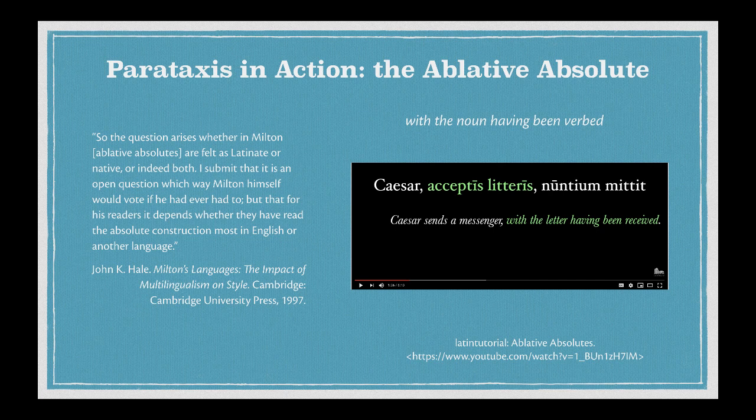Here's a little screenshot from a YouTube video. If you're ever stuck in a corner and you're on a desert island and the only way you can get off is by learning a little bit of Latin, this Latin tutorial on YouTube is a terrific thing. They're very, very short videos, but they're really good. And here's one of their examples for ablative absolutes, right? Caesar exceptis literis. All right. Caesar exceptis literis. Literally, with the letter having been received, Caesar sends a messenger.